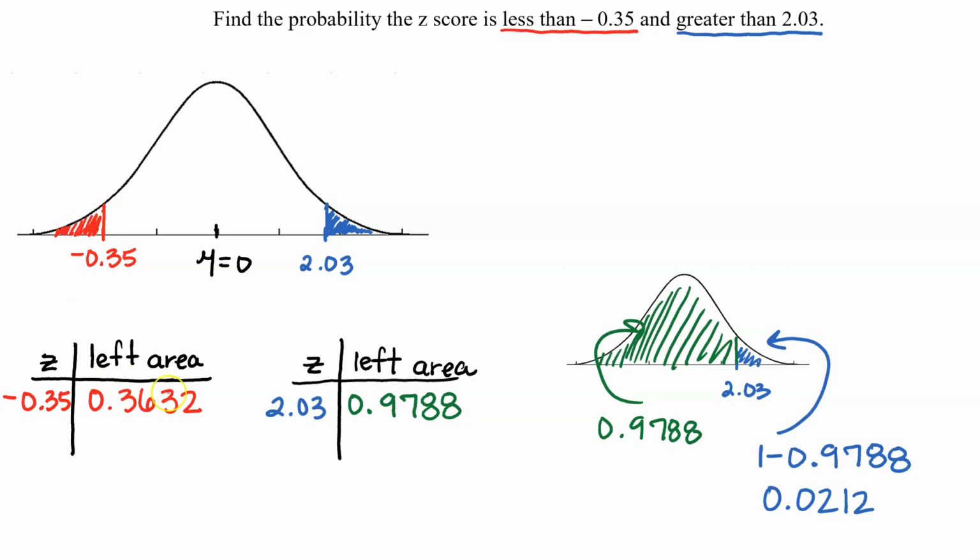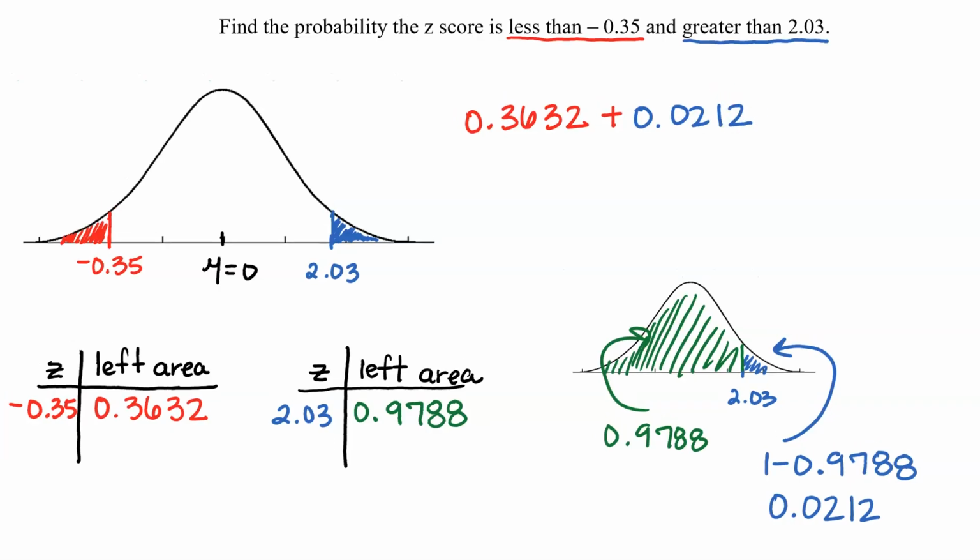And so now that we know this blue area and this red area, we can add them together. The red area was 0.3632. And the blue area we just found is 0.0212. Which gives us the total area of 0.3844.